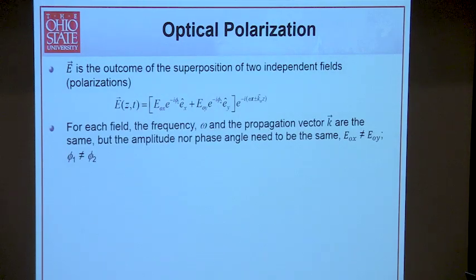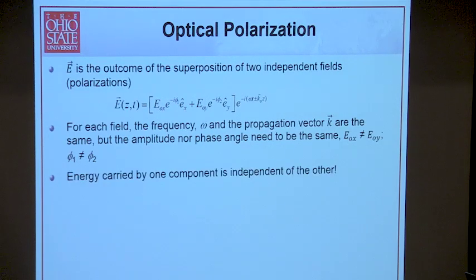Now, each time we have a laser, which is an electric field, we can decompose it in two states. Their frequency and the propagation vector have to be the same. But neither the amplitude nor the phase angle have to be the same. Okay? And this is why you can have generic elliptical polarization. And we'll talk about this. The energy carried by one component is independent of the other. So they don't have to have the same amplitude. They don't interact with each other. Each component is independent of the other.